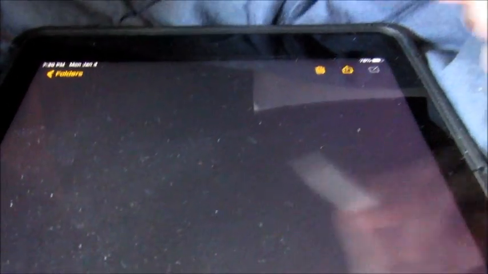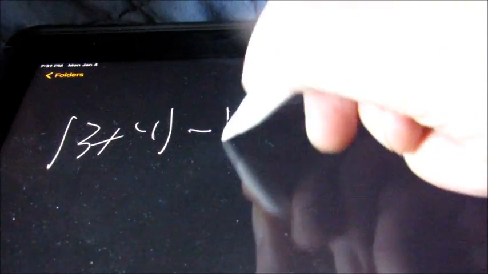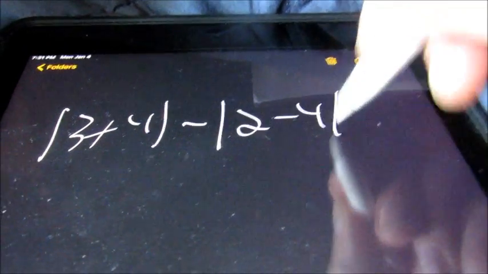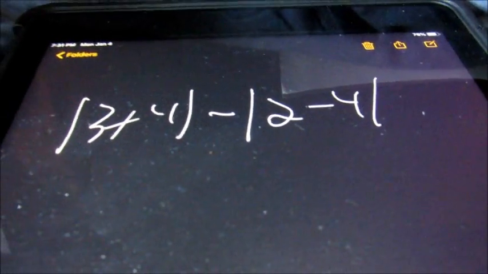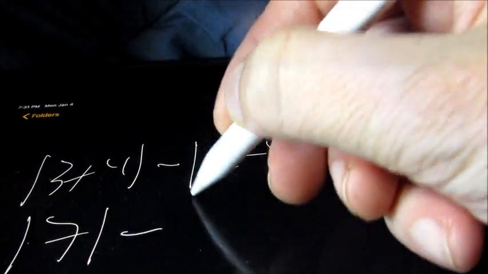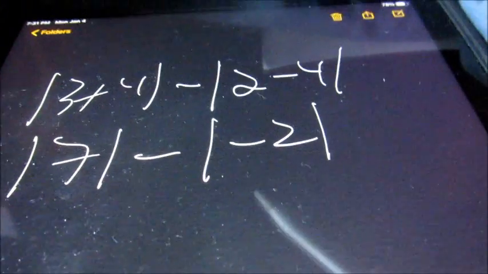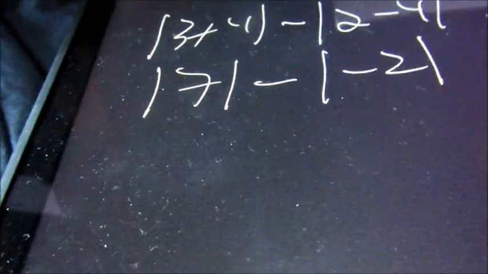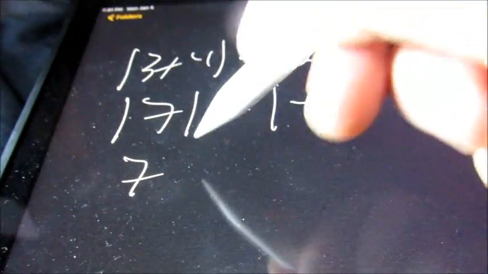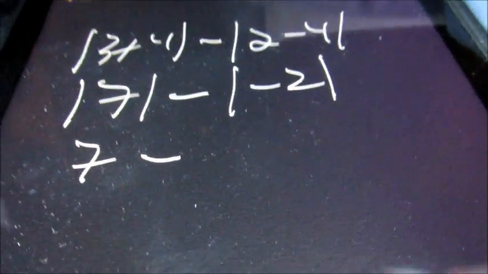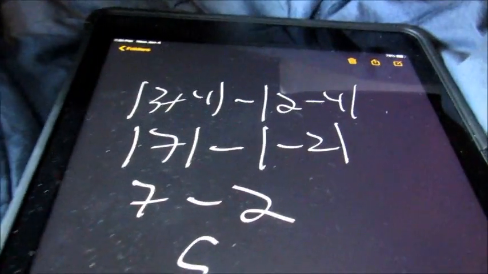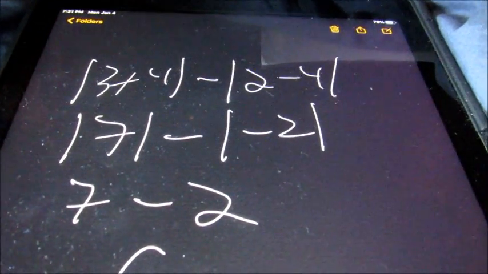So let's say we have something like the absolute value of 3 plus 4 minus the absolute value of 2 minus 4. Okay, so we're going to do what's inside the absolute values first. So here's the absolute value of 7 minus the absolute value of -2. 3 plus 4 is 7. 2 minus 4 is -2. So now, absolute value of 7 is 7. Then we have minus absolute value of -2 is just going to be 2. So our answer here is 5. And that is it for section 3.1.